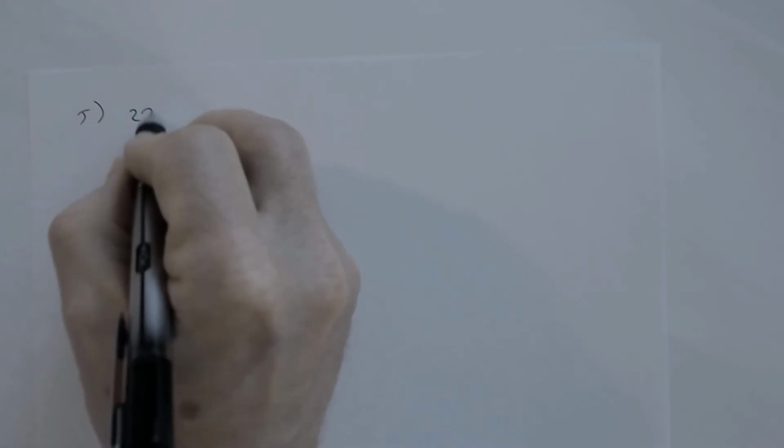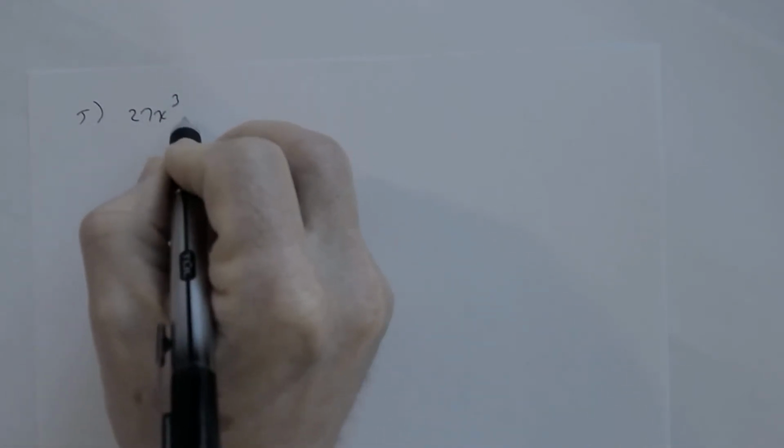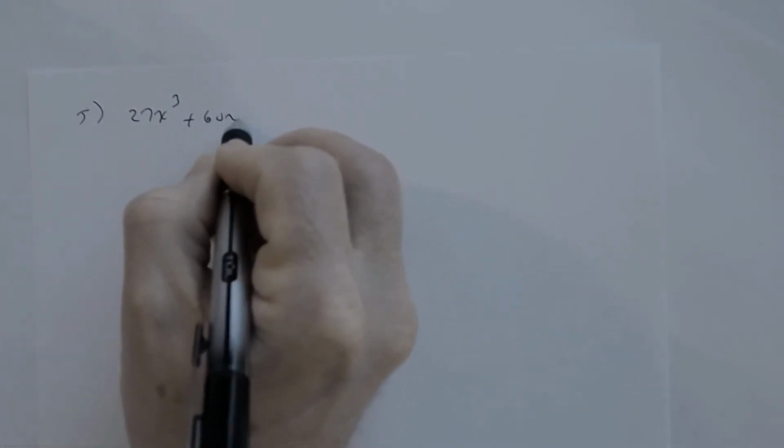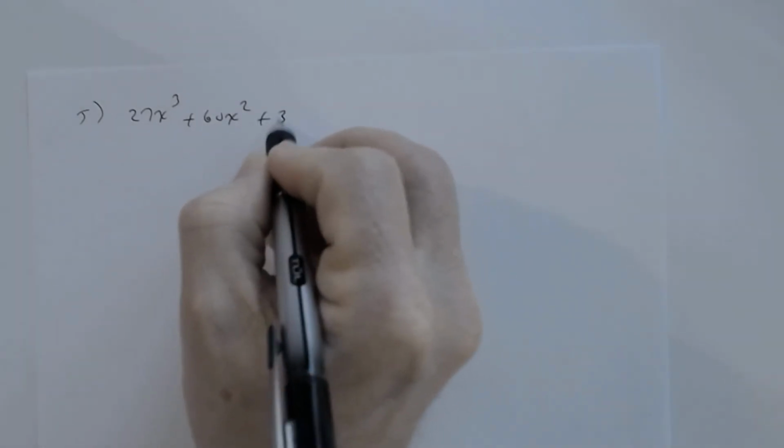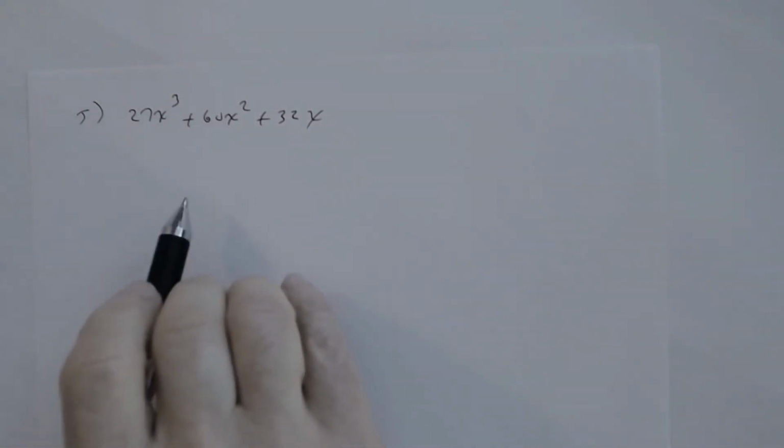We had 27x cubed plus 60x squared plus 32x. All right, so if we look at that, the GCF is, okay, so I know that there's an x in all terms, so I know I can factor out an x.